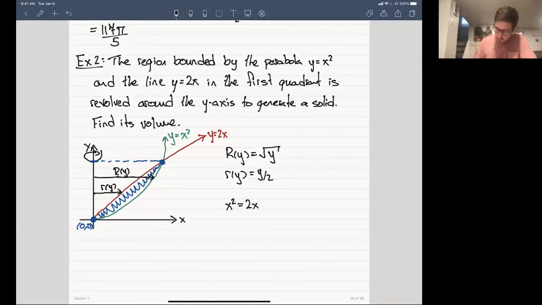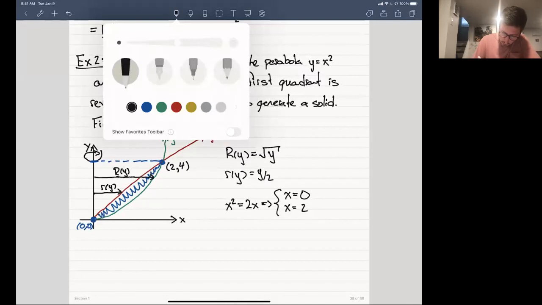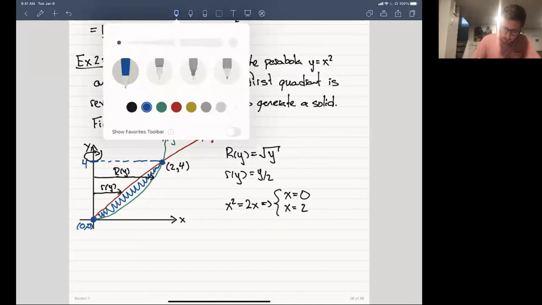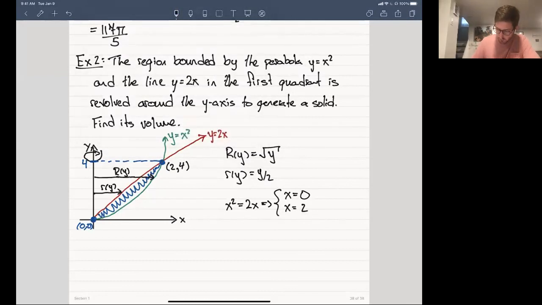But clearly there's one solution when x is equal to 0, which we already knew. But then there's another solution when x is equal to 2. So that tells me that this point is given by 2, and then I can plug it into either of those curves to find that the corresponding y value is 4, which tells me that I'm going to be integrating from 0 up to 4.